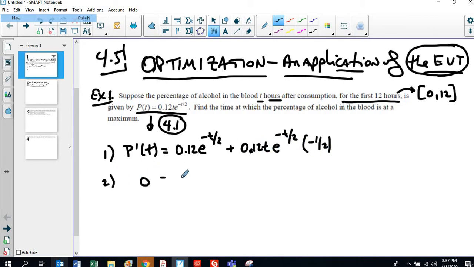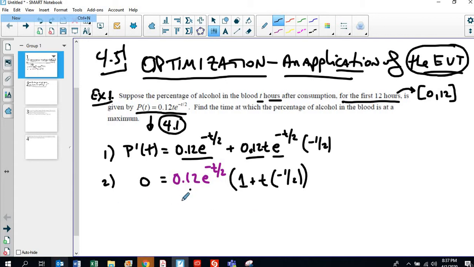Step two is what? Set this equal to 0. And when we set this equal to 0, we have some stuff in common. And so let's put that in purple. We'll take out the common factors of 0.12 and e to the negative t over 2. That's the common factors. And we factor those out. And here, we're just left with a 1. Here, we're left with a t, and we're left with a negative 1/2.